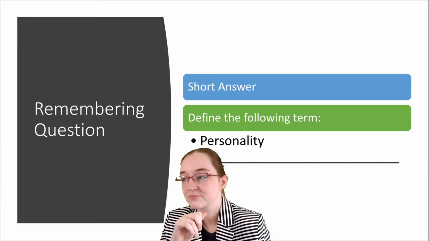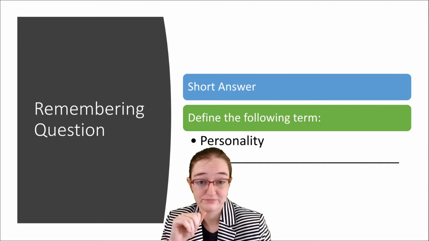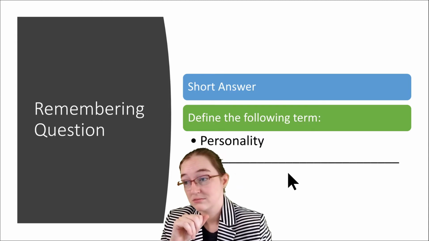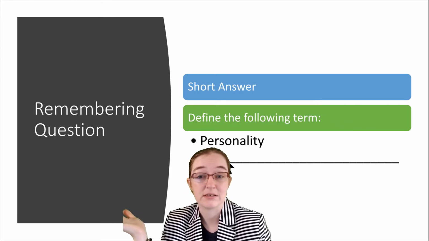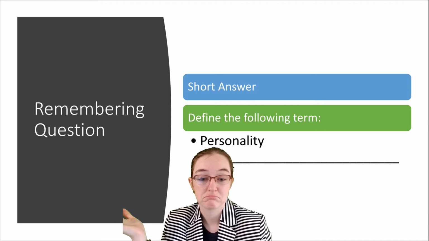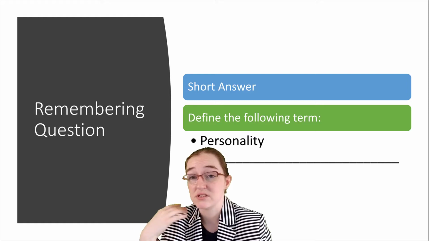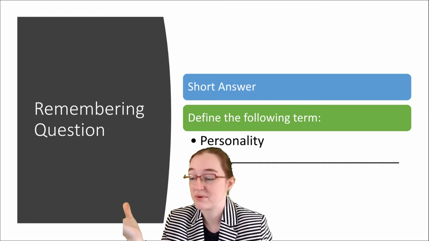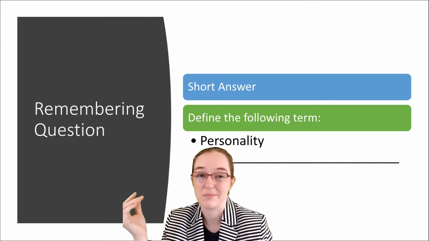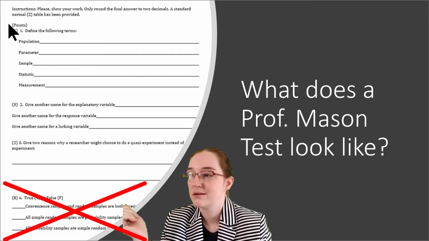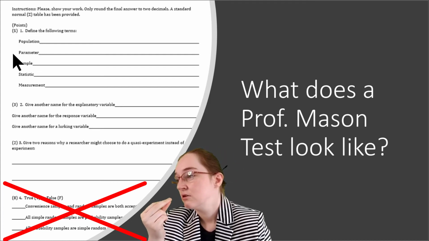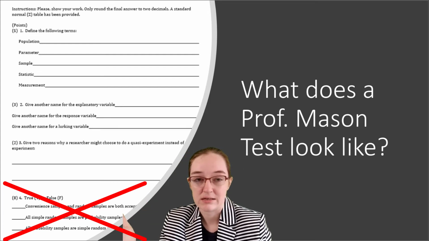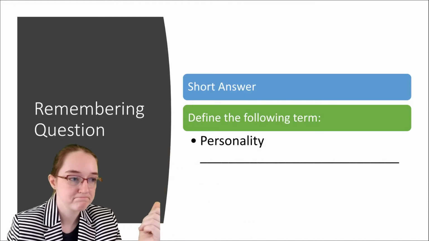Okay, so you're very, very subtle. Very subtle. So, short answer. Define the following term. Personality. Yep. If this isn't subtle enough, I don't know what is. So this is a basic remembering question. I'll tell you how many points stuff will be worth, so you can budget your time. And I aim for about a minute a point on tests, just to give students a sense of pace. So yeah.